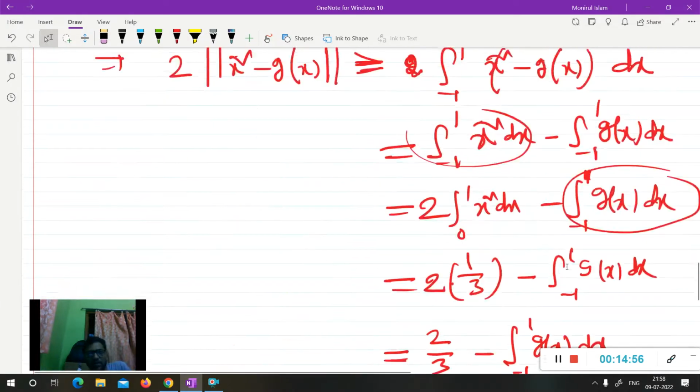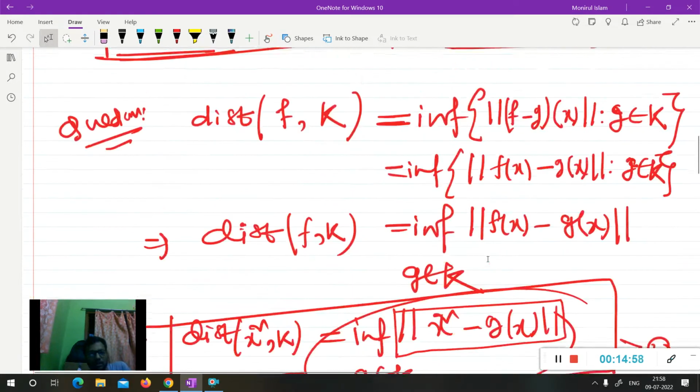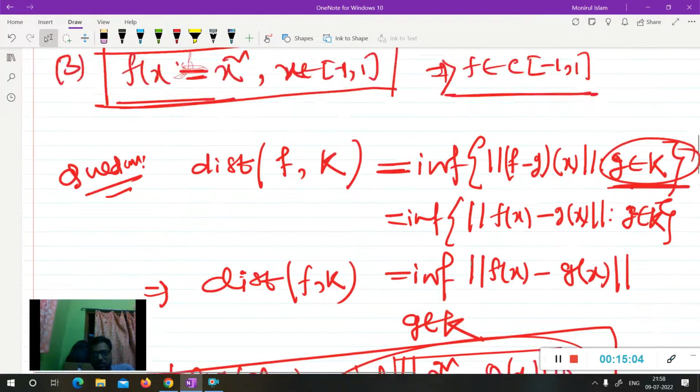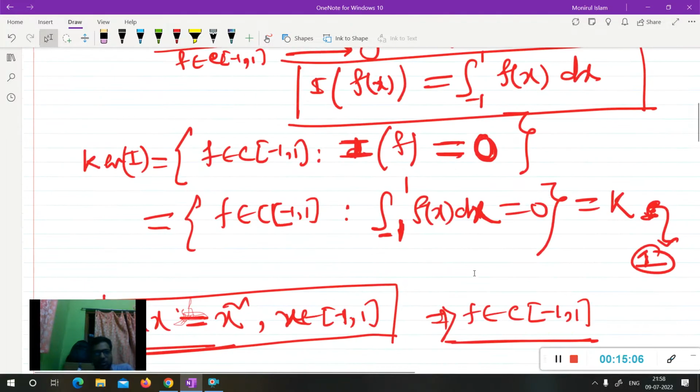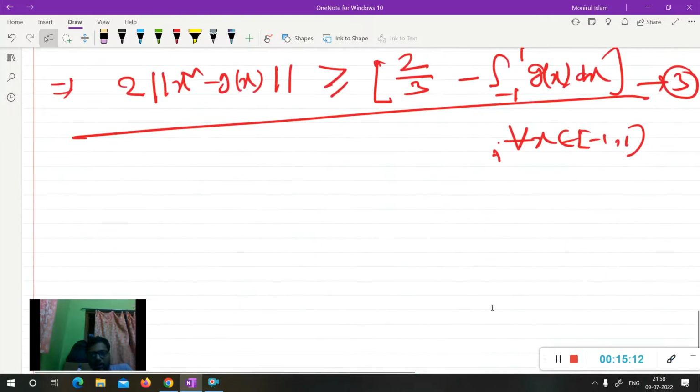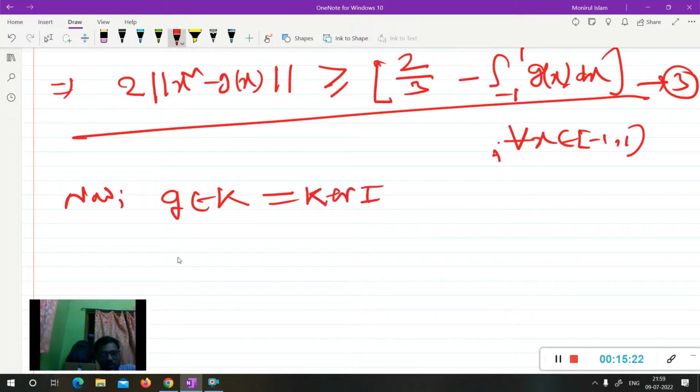Now see, here g is coming from K. The difference g is coming from K. And what is K? K is the kernel of the linear function I. So g is coming from K, and K is the kernel of the linear function I.